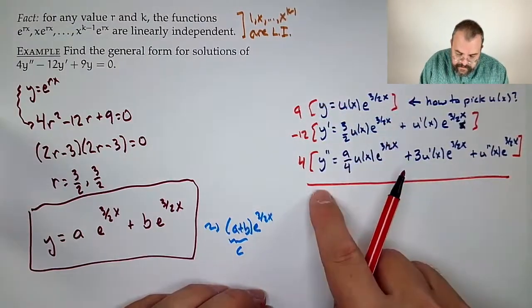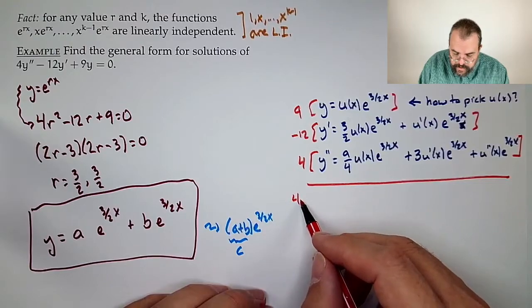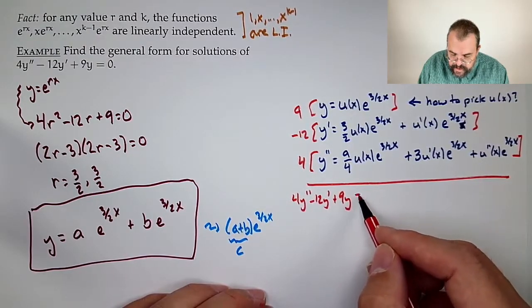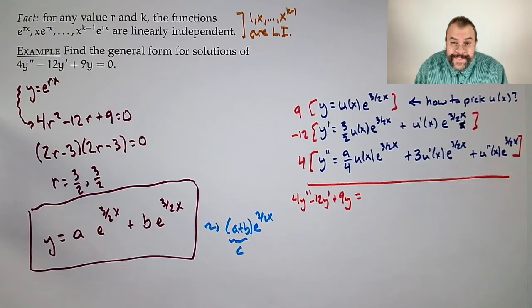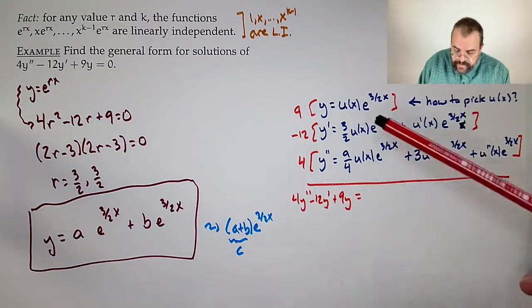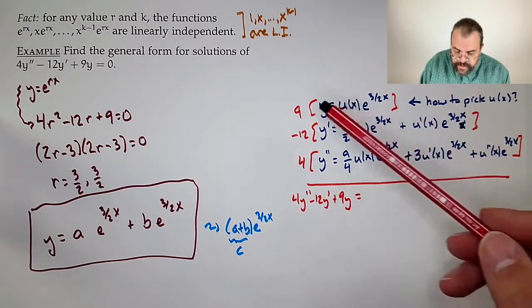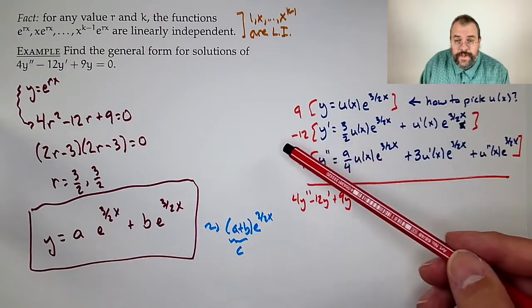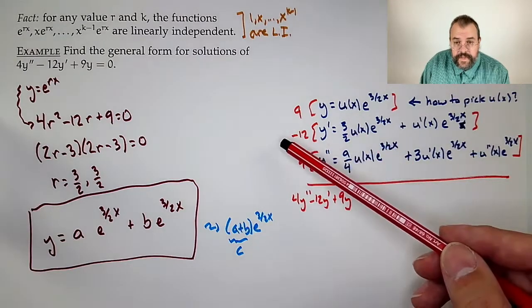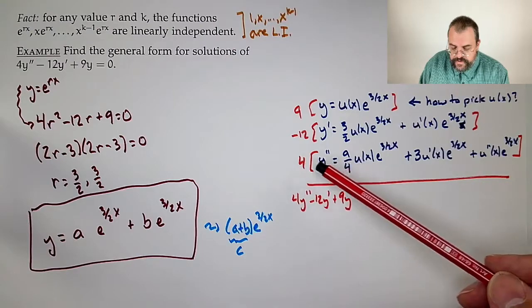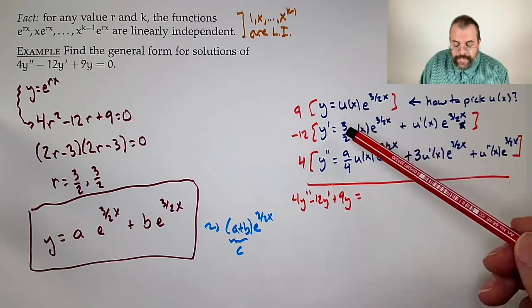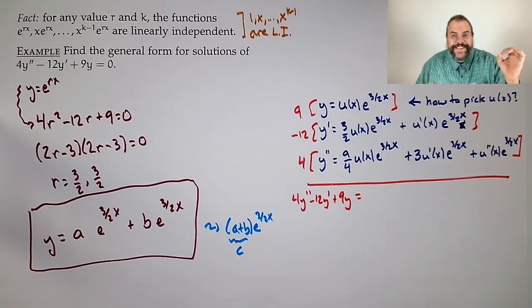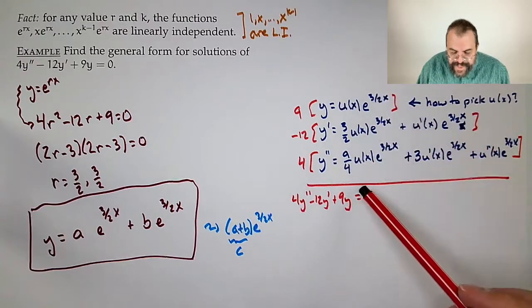So over here we'd have 4y double prime minus 12y prime plus 9y equals, and now let's go through. So the u of x, e to the 3/2 x, well, we'd have 9, 12 times 3/2. Well, that becomes 18. It's being subtracted. 4 times 9/4 is 9 being added. So it's 9 minus 18 plus 9, which makes 0. Okay, so those would cancel.